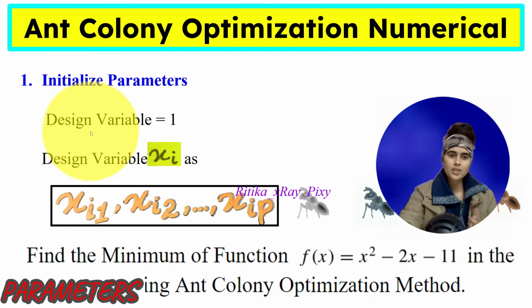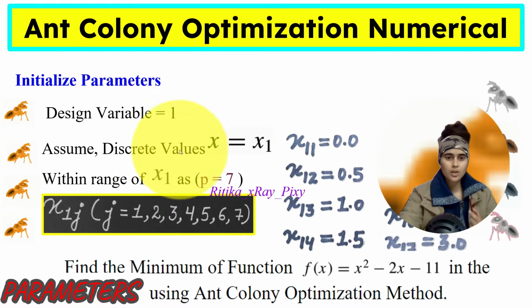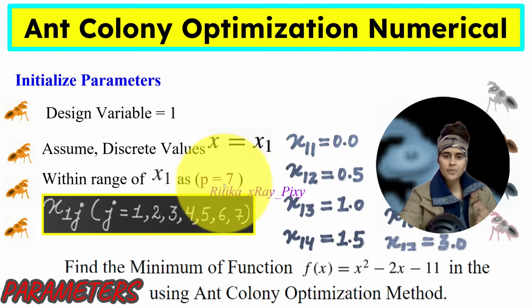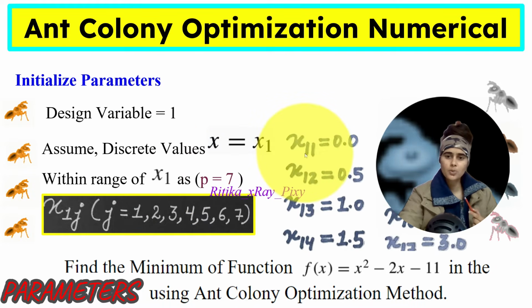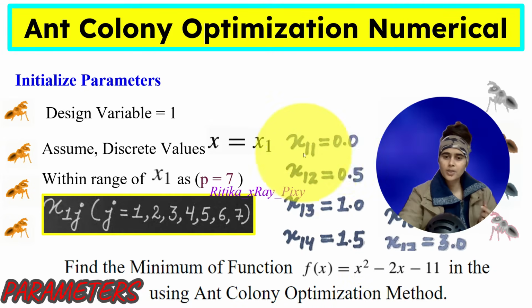Next we have the design variable. You can take any value for this. So we are taking just one design variable. For this design variable, we will assume discrete values from 0 to 3. So here we have 7 discrete values: x11, x12, x13, x14, x15, x16 and x17. And you can see we have different discrete values in the range 0 to 3.